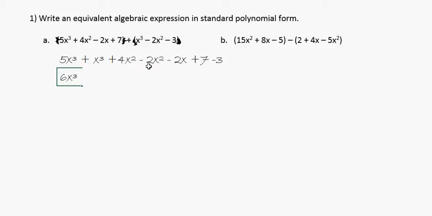I have 4 of them. I subtract 2 of those. I end up with only 2 x squareds. Then I do my x terms, and I only have one of those, so that doesn't change. Minus 2x. And if I have plus 7 and minus 3, I end up with plus 4.